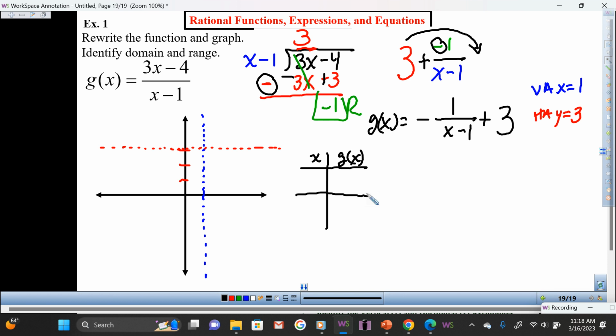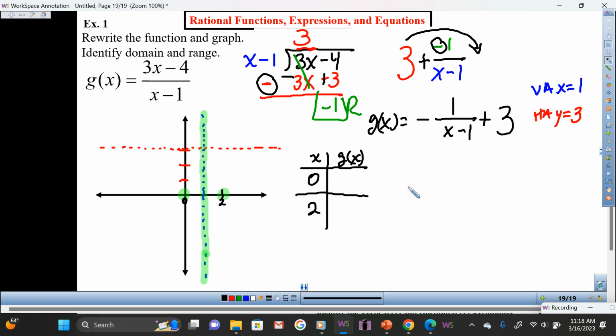So tell your neighbor what values we're going to use for our table. We only need 2, 1 from each side. Here goes a hint. Let me highlight our VA. Tell your neighbor what values before I pick someone. All right, Tristeza, what values? 0 and 2, she said, and that is correct.